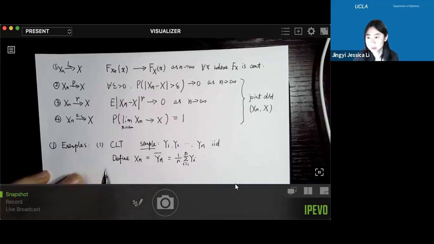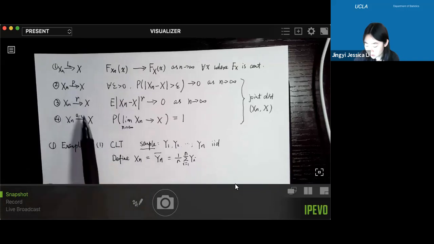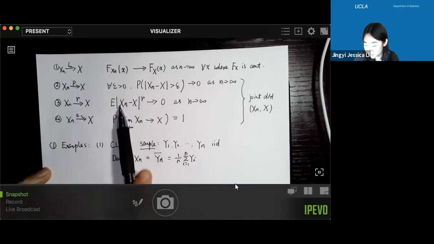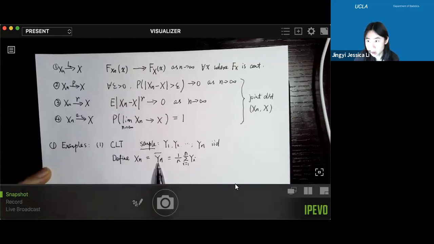I'm just going to make a clarification here. For all the examples about the convergence, all the 4 modes of convergence, it may be better to think about Xn as a sample mean of sample size n. That can help you understand why we have a sequence of random variables.